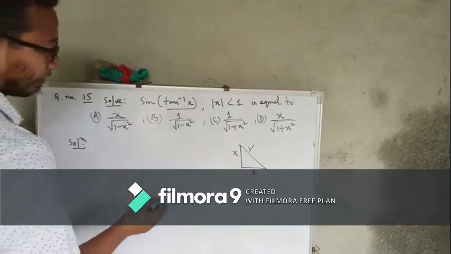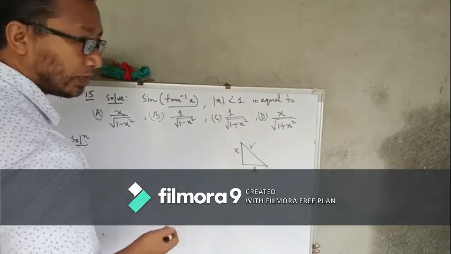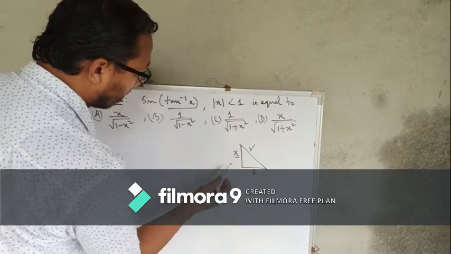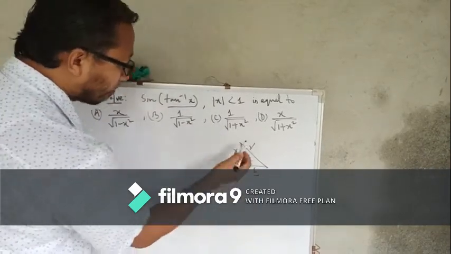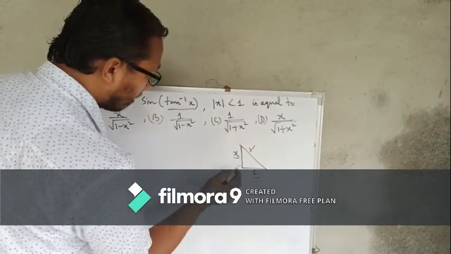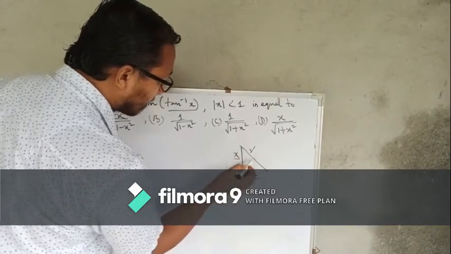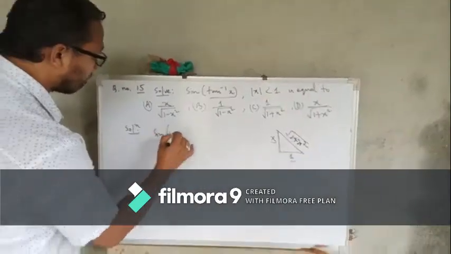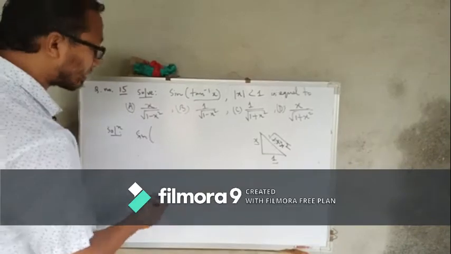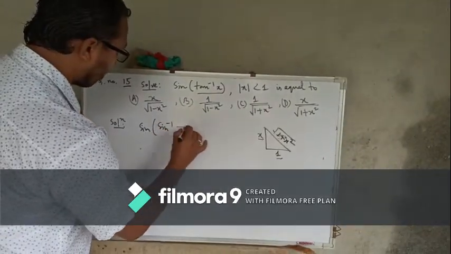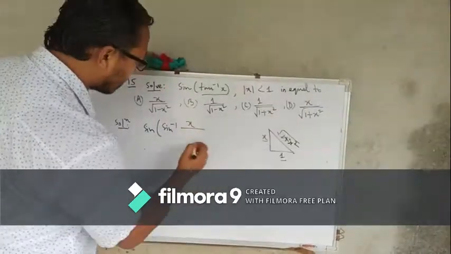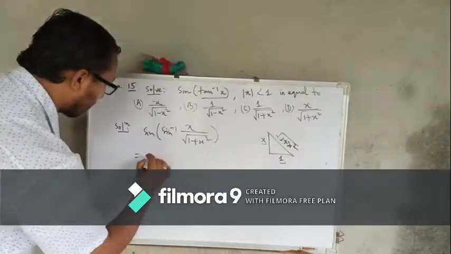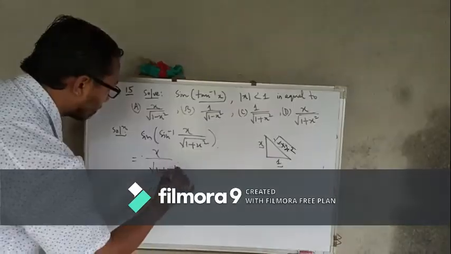Tan inverse of x, as we know, tan is perpendicular by base, so this is x by 1, so x can be taken as perpendicular and base is 1. Then we have to find the hypotenuse by using the Pythagoras theorem. It will be root over p square plus b square, so root over 1 plus x square. Therefore sin inverse will be what? P by h. So sin inverse is p by h. P means x and h means root over 1 plus x square. Okay, we will have only this part, x by root over 1 plus x square.